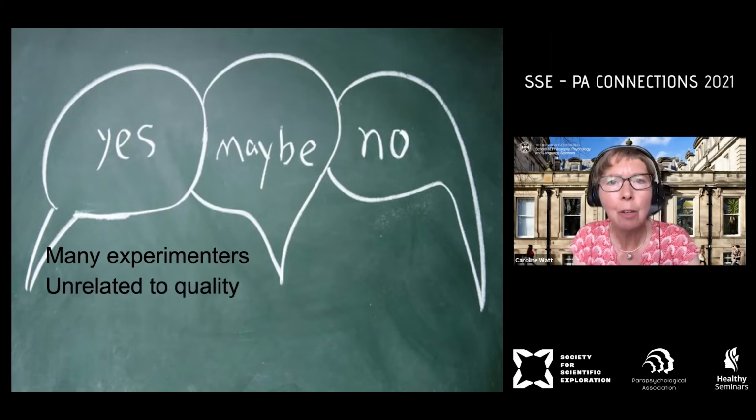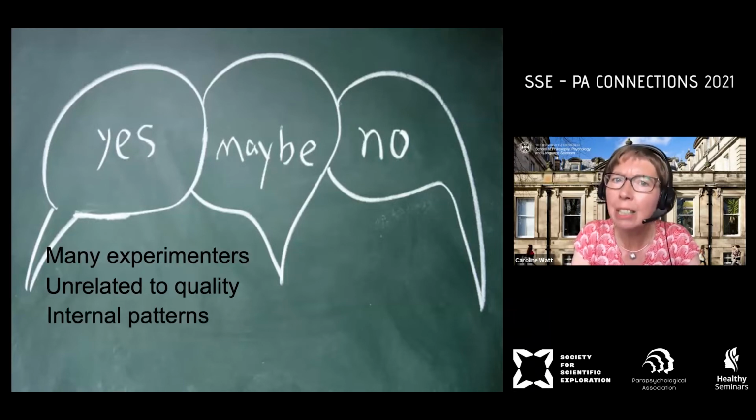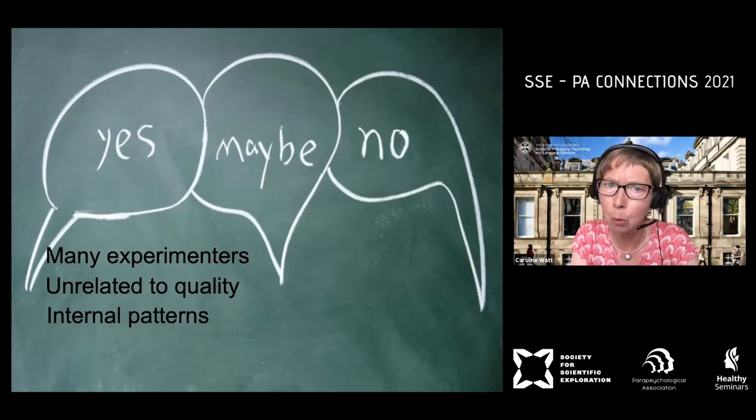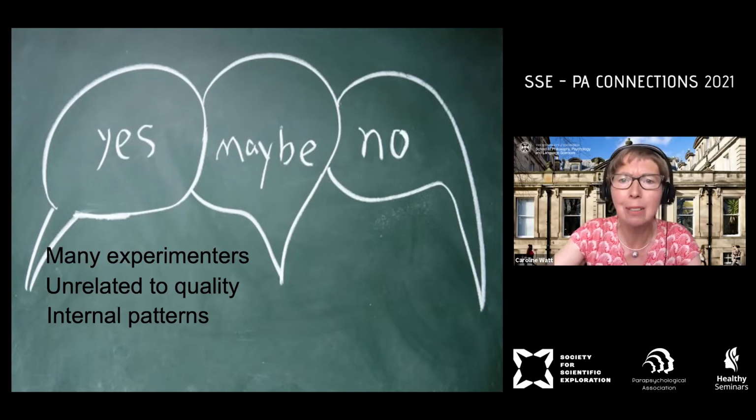Secondly, there is evidence from the meta-analyses that there's no relationship between the quality of the methodology and the results. So it's not the case that those studies that are coming up with positive results tend to be poorer quality methodology studies. And thirdly, there are some interesting internal patterns, and perhaps Abby will speak a bit more about these, to do with better results with selected participants compared to studies with unselected participants.